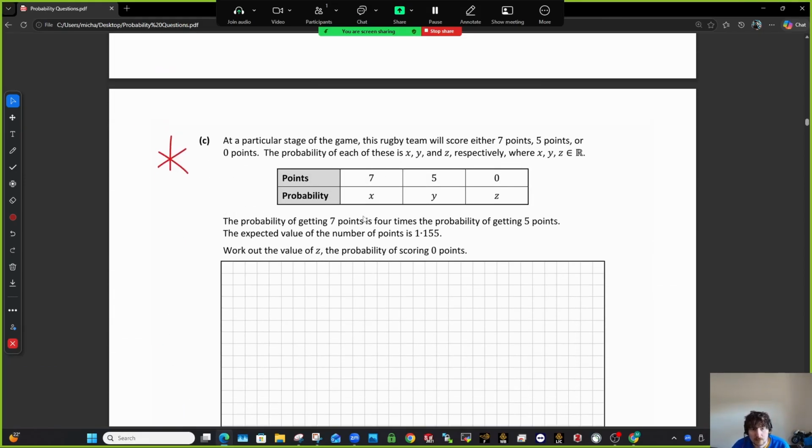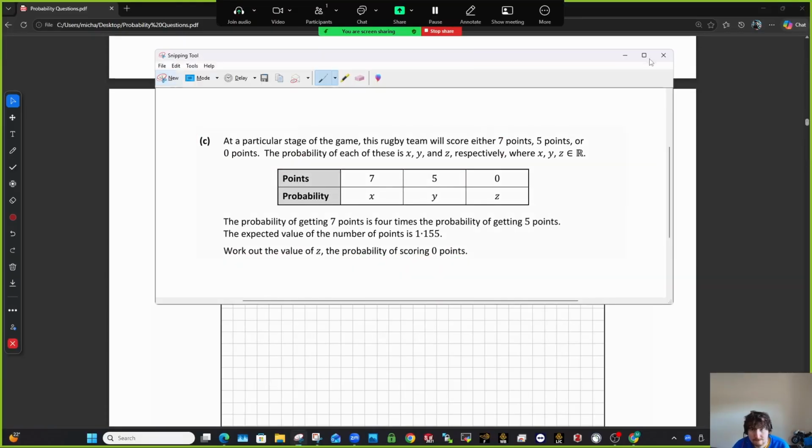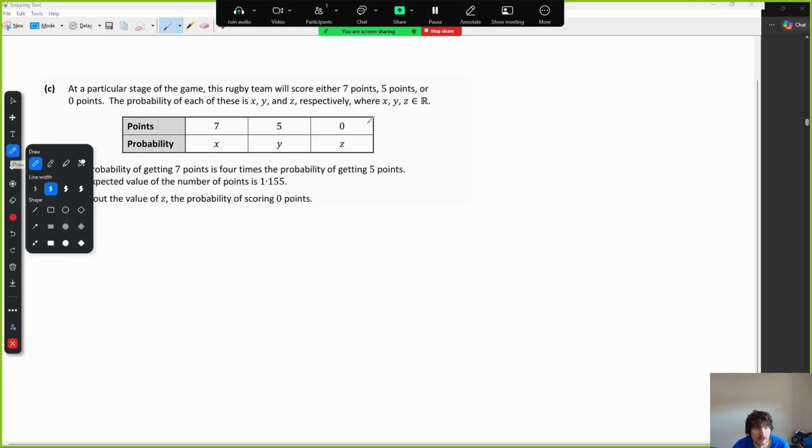Okay, so another question here. You see an expected value mentioned there, so it looks like an expected value question when you see values and then the probability of getting that value. So everyone should pause the video, give it a go. All right, let's see what they're saying here.